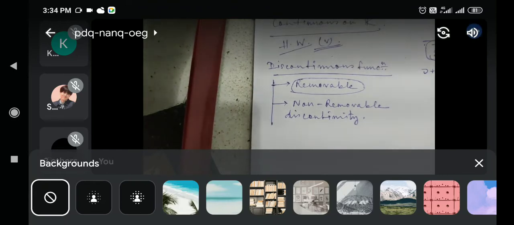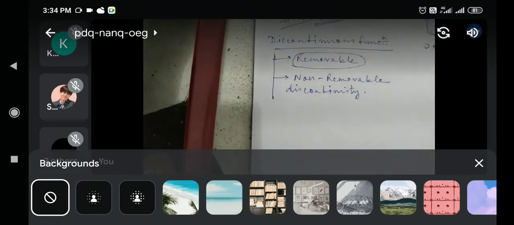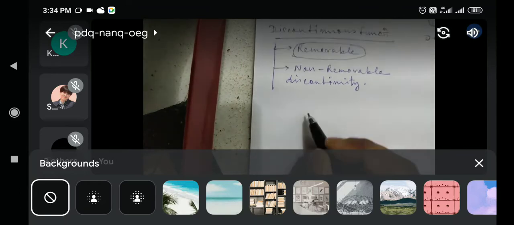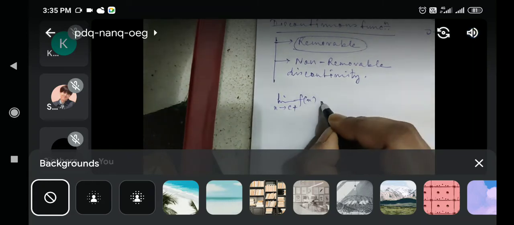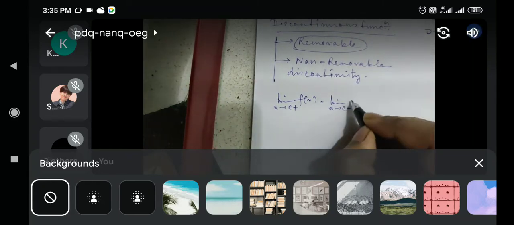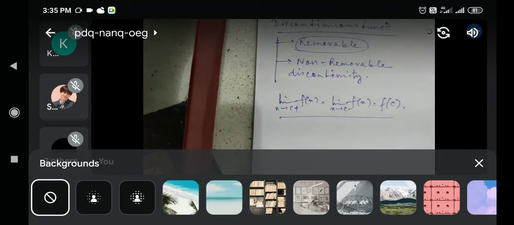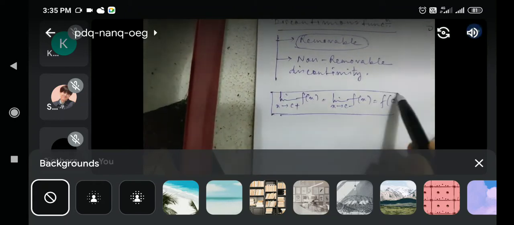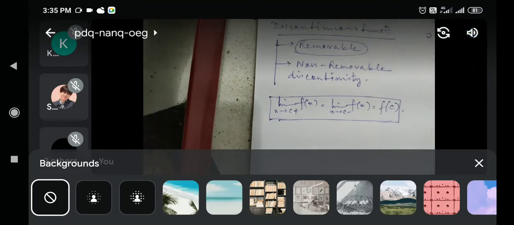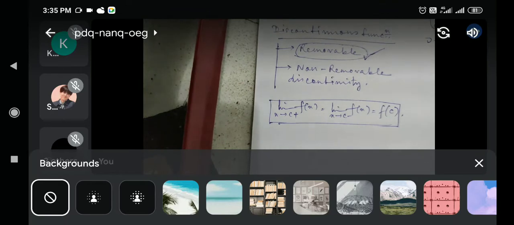So what type of discontinuity is called removable discontinuity? Now if we use the preliminary concept of continuous function, that means this condition, limit x→c+ f(x) = limit x→c- f(x) = f(c), right? That was the preliminary condition for being continuous. Now depending on this condition, we will specify different types of discontinuity. So number 1 was removable discontinuity.